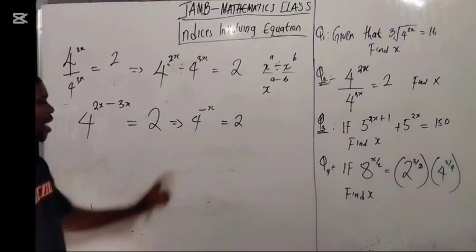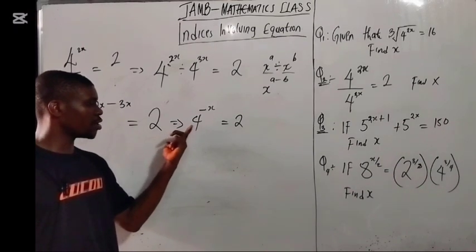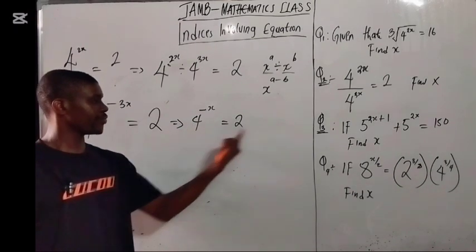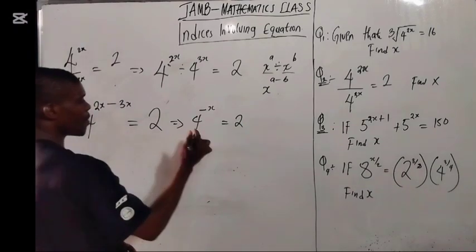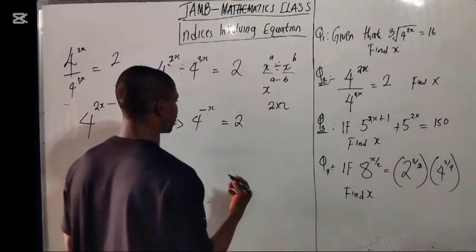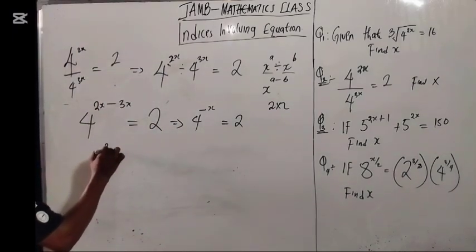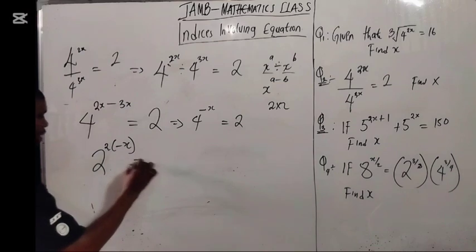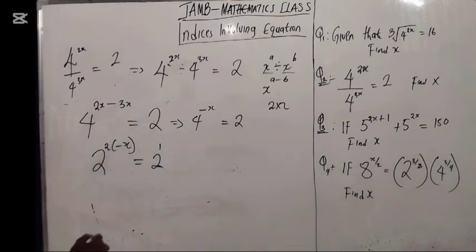Can you see that? Now, what's our question here? What we want to do here is let these two be the same. Remember, 4 is 2 times 2, so I can just say 2 raised by 2 minus x equals 2 raised by minus 1.